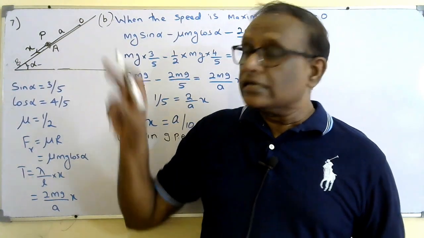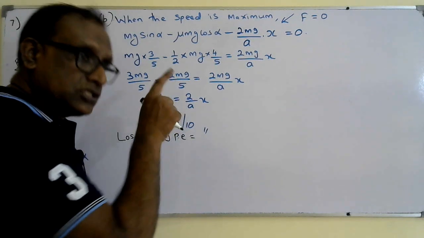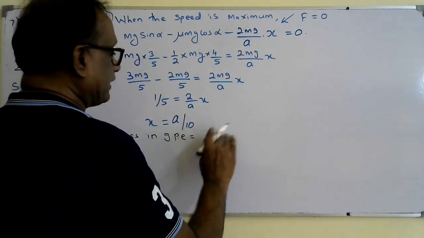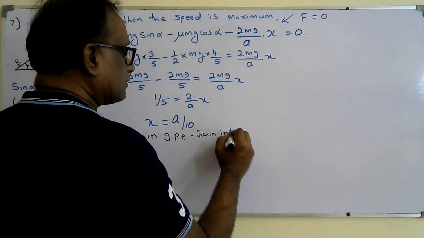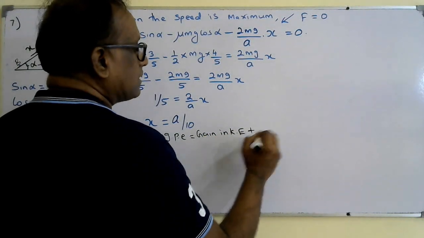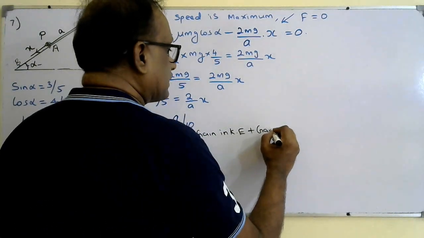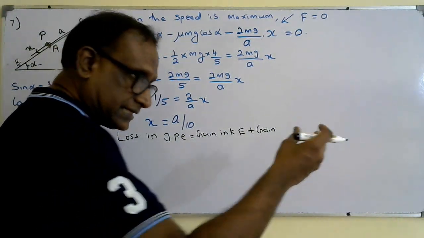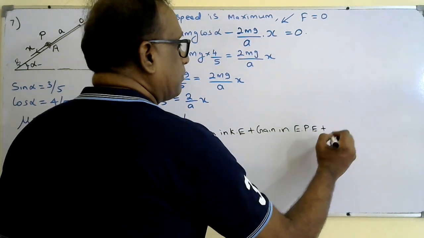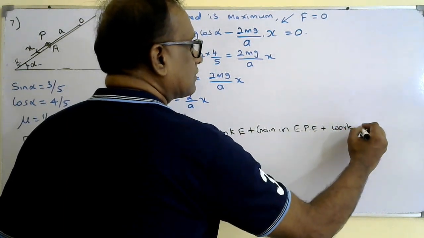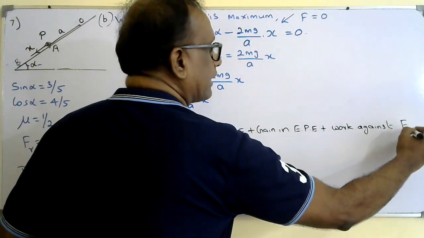But here the point at which the maximum speed occurs is this one, x equal A over 10. So there is speed. So gain in kinetic energy when it moves from A to that point, plus there is gain in elastic potential energy because the elastic string is extended. Gain in elastic potential energy plus work against friction. Friction I shortly write Fr.